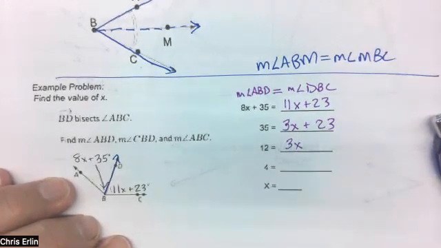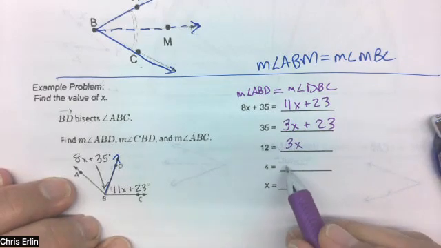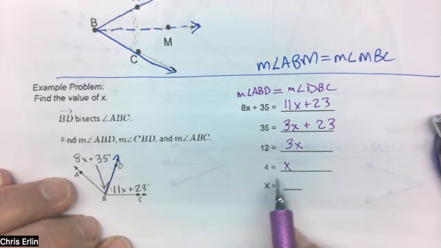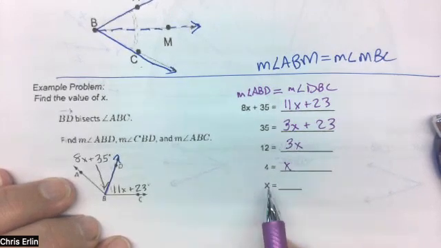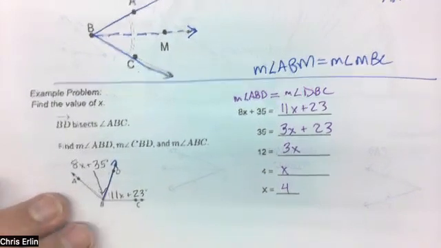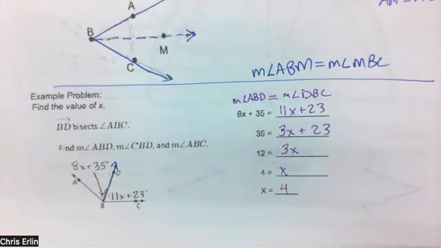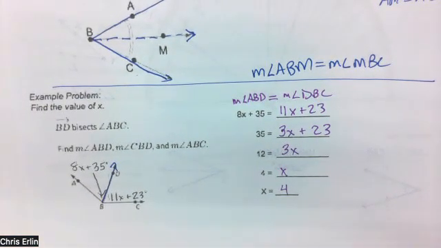How did I get to the next step? Divide by 3. And then I don't usually like to say 4 equals x. It's much more comfortable to say what? X equals 4. Any questions on solving that problem about an angle bisector?